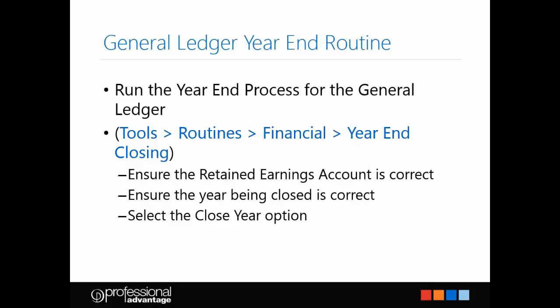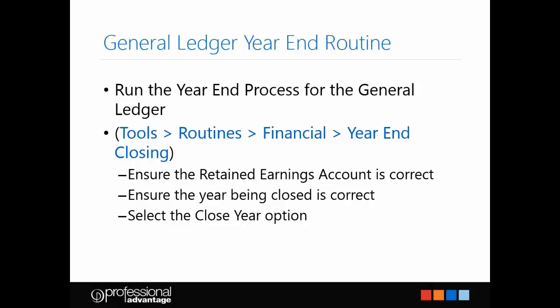So we've shown you that screen. The GL year-end close window is under Tools, Routines, in the financial area. The correct retained earnings account should be listed there. If not, then you can go into the GL setup area to select the correct account.